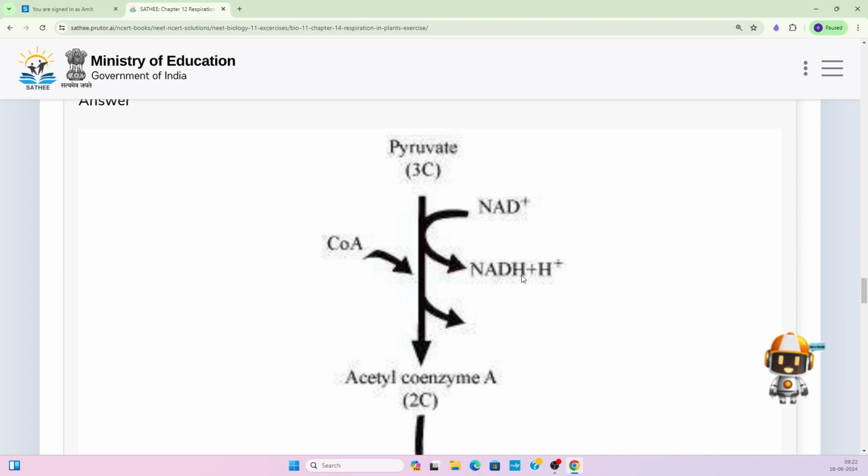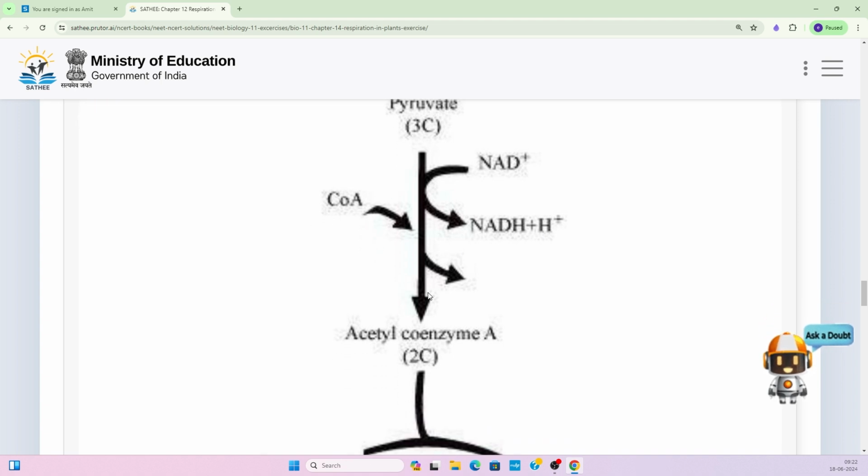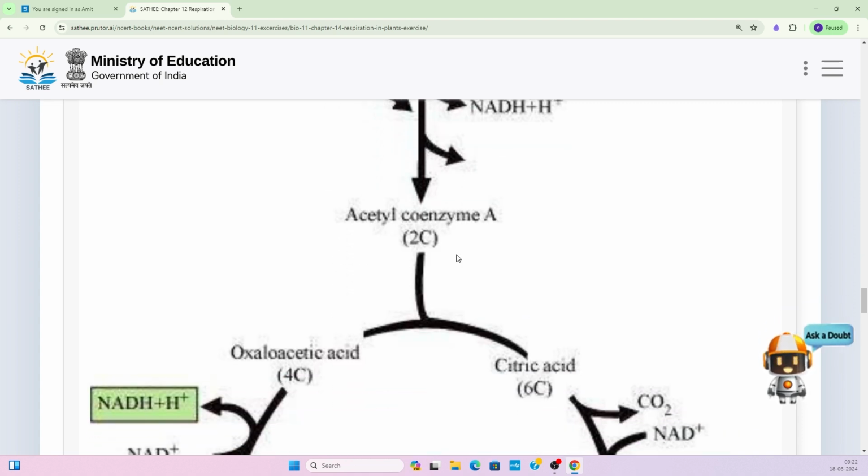For this we require a complex enzyme over here. NAD is converted to NADH2, carbon dioxide is released here, and coenzyme A enters to form acetyl coenzyme A. So pyruvate, or pyruvic acid, is converted to acetyl coenzyme A, which is a 2-carbon compound.